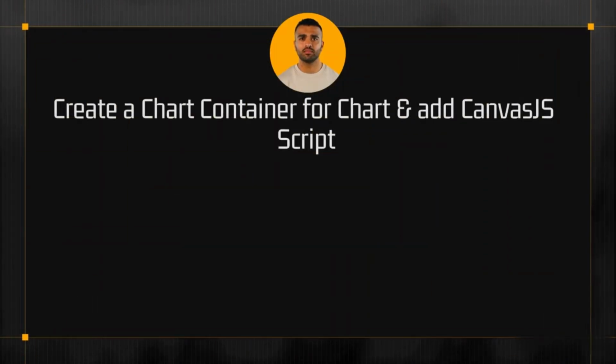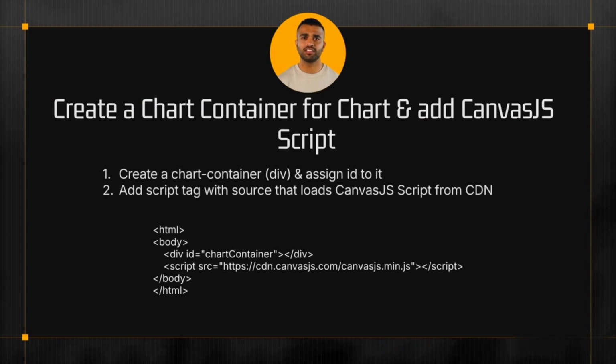Create a basic HTML structure with a div element to serve as the container for your chart. Assign an ID to this div, which will be referenced in your JavaScript code to render the chart. Add CanvasJS chart script from CDN.